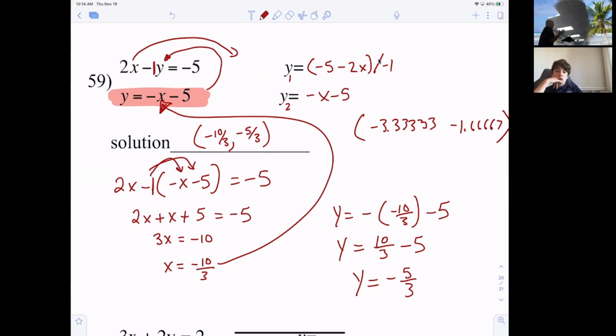If you know how to use your calculator, I tell kids all the time, you have a huge advantage over people who do not know how to use a calculator.